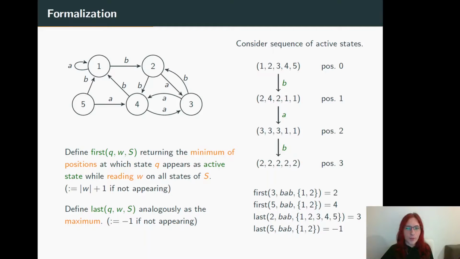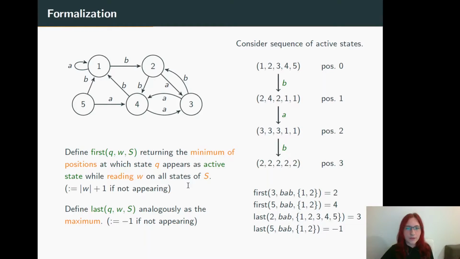In order to formalize our observations from the examples, we first need to define the two functions first and last, which take as input a state, a word, and a set of states. For instance, the function first then returns the minimum of all positions at which the state q, the input state, appears as an active state while reading the input word w on all states of the input set S.